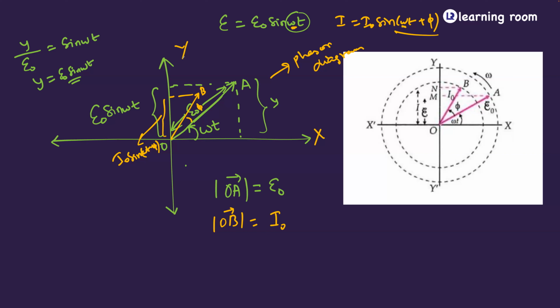If both are of different frequency, you cannot draw a phasor diagram. If you're interested to draw a phasor diagram, first thing you need to ensure is the same frequency. If you draw it otherwise, it is wrong.